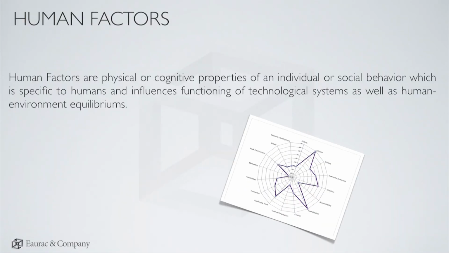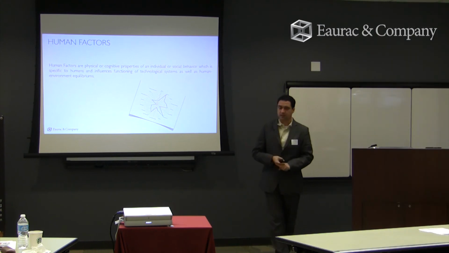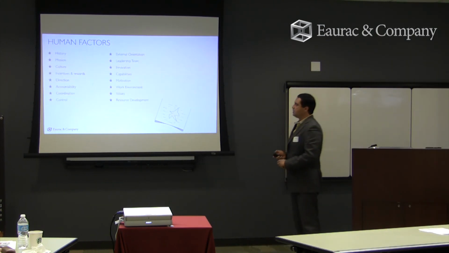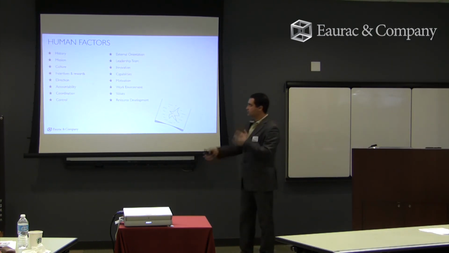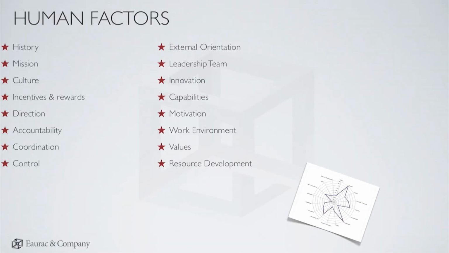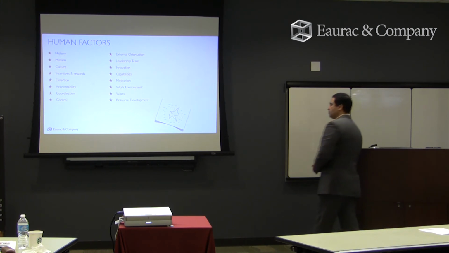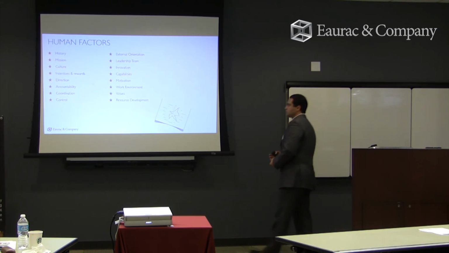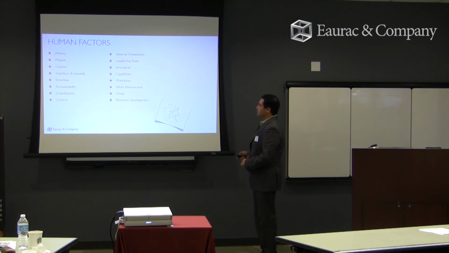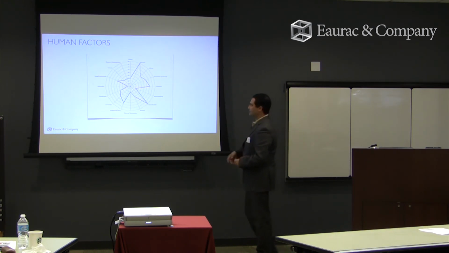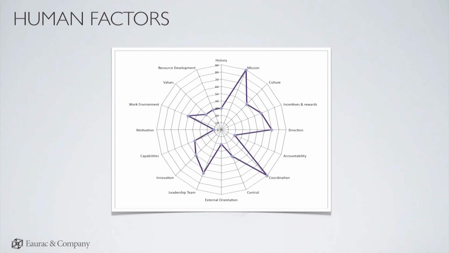The human factors. Anything that has to do with humans. And these are like history, mission, culture, religion, the direction, control, the agendas that people have, safety for some organizations, the worker environment, resource development, and so on and so forth. It just falls into this group. And this one, interestingly enough, kind of looked like a guy. You know, it's just kind of like a rough guy.